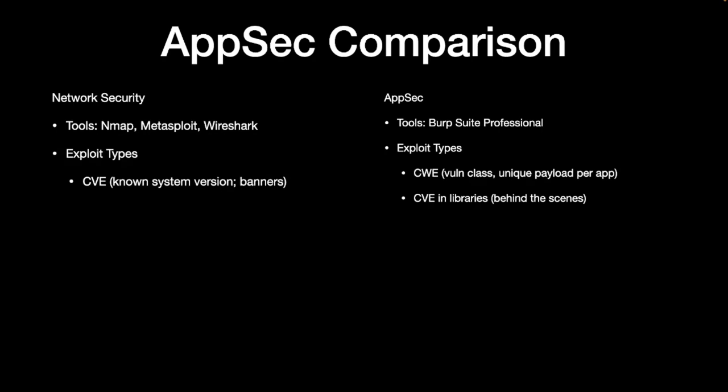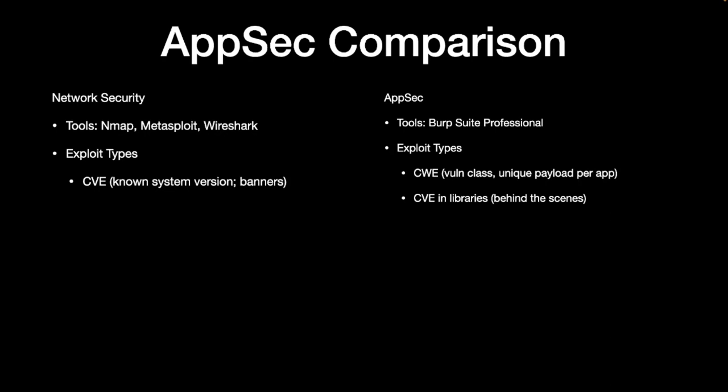So for exploit types, for traditional network security, there's a CVE, there's a known system. Maybe you're looking at banners and you can understand if these CVEs might exist. For AppSec, you're going to look for a CWE. This would be a common weakness enumeration, and I'll go into that a little bit more in a bit. But this would be a vulnerability class. This is going to be a unique payload for that specific app logic most of the time.